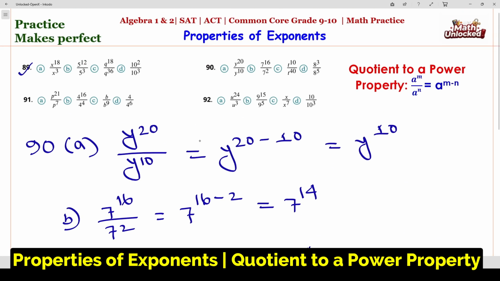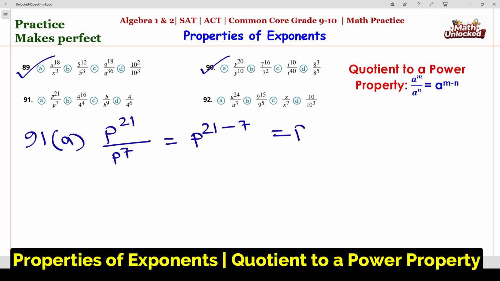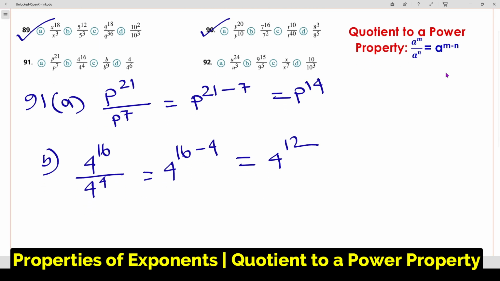So number 90 done. 91. A: p to the power 21 divided by p to the power 7. We can write p to the power 21 minus 7, that means p to the power 14. Number B: 4 to the power 16 divided by 4 to the power 4. The bases are the same, so 4 to the power 16 minus 4 equals 4 to the power 12, right? Very simple.